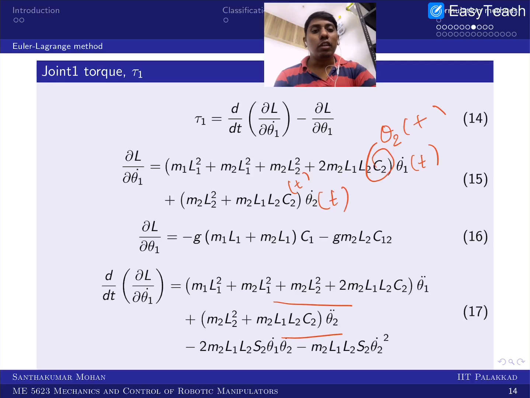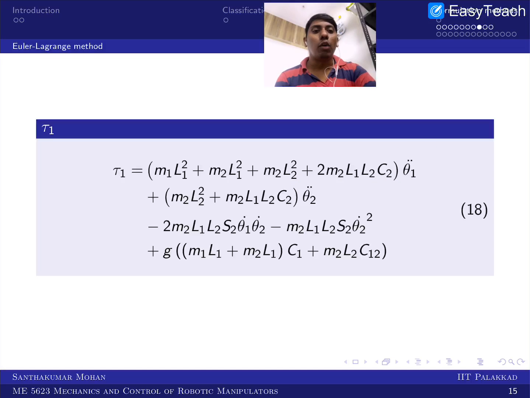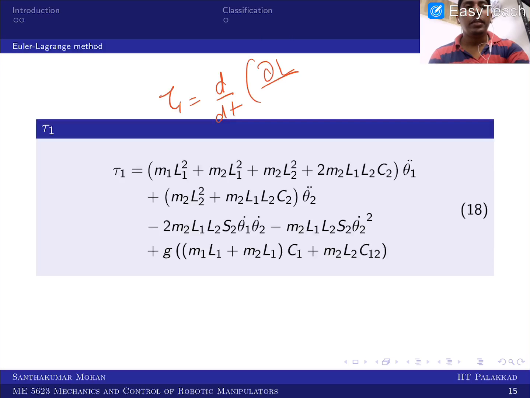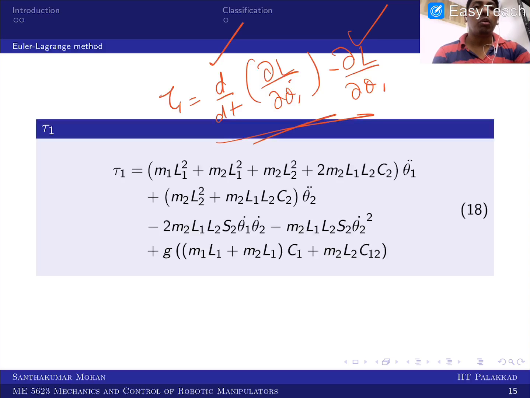Now this is d by dt of dou L by dou theta 1 dot, and you already have dou L by dou theta 1, so you take this and subtract this, and that is tau 1, right? So what is tau 1? Tau 1 is d by dt of dou L by dou theta 1 dot minus dou L by dou theta 1. You have this already, and you have this also, so you substitute, and this is your tau 1.